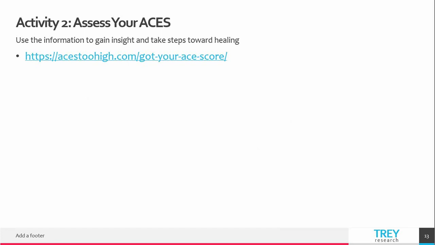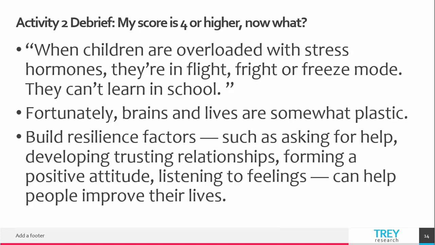All right, so take an opportunity to find your score. And we're going to look at what that means, right? So if your score is 4 or more, research has shown that an ACEs score of 4 and higher could mean increased chronic illnesses, whether it's high blood pressure, hypertension, heart disease, lung disease. So there's a direct correlation between childhood trauma and health. Chronic illnesses in adulthood.